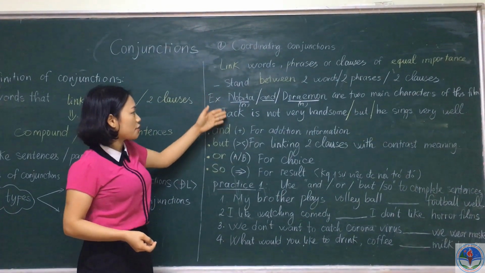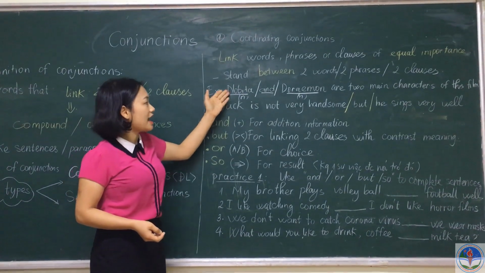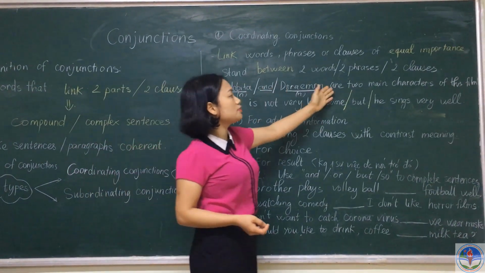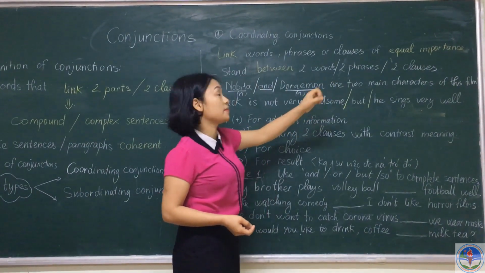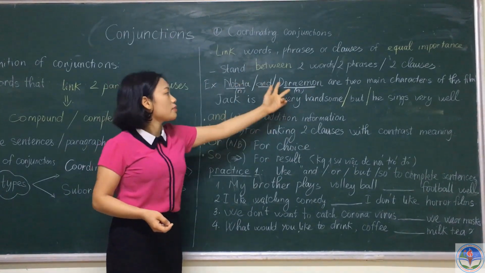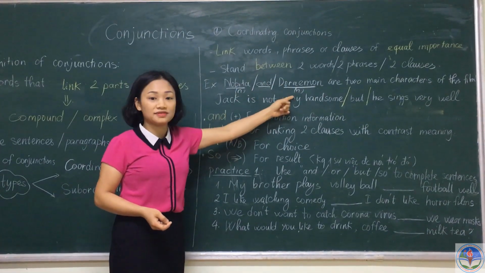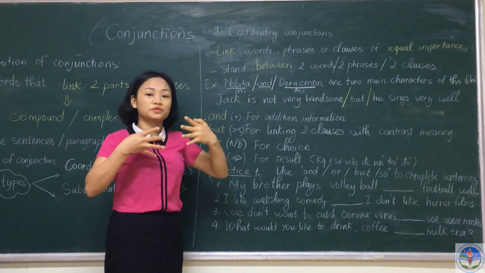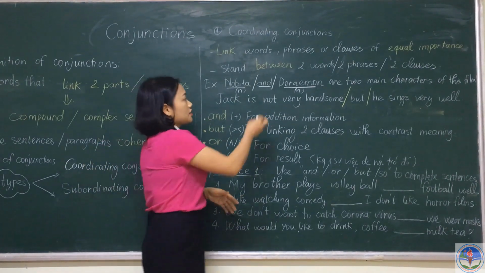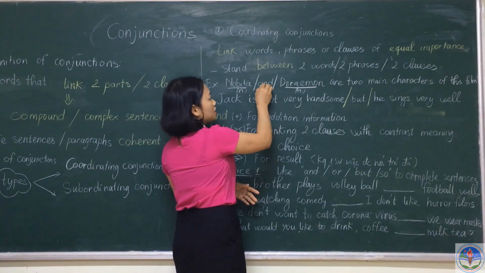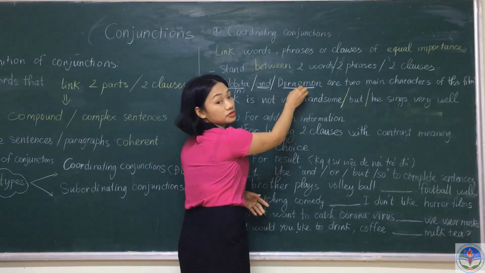Have a look at the example here. Nobita and Doraemon are two main characters of this film. Nobita and Doraemon in this case are both nouns, so they are of equal importance. So we use "and" as a conjunction here to connect Nobita and Doraemon.